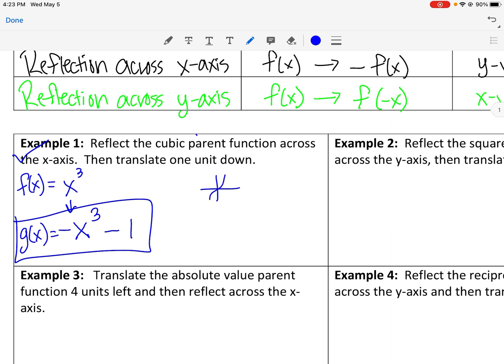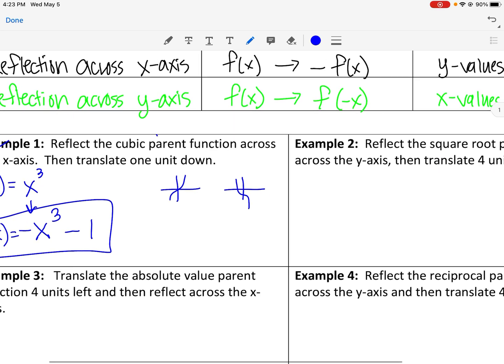So the original graph looks like this. And so if we reflect across the x-axis and then 1 unit down, reflecting across the x-axis looks like this kind of. And then if we translate it 1 unit down, it should shift down. So you just check to make sure it did what you wanted, and then that's that.